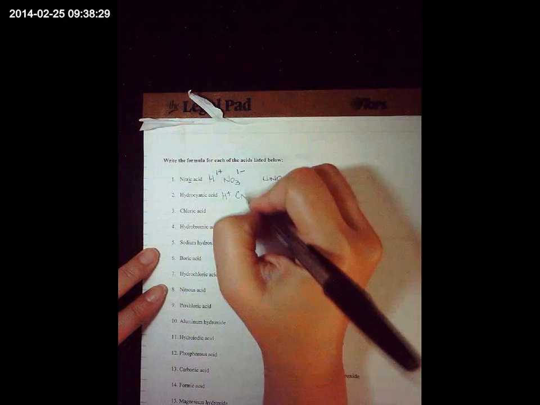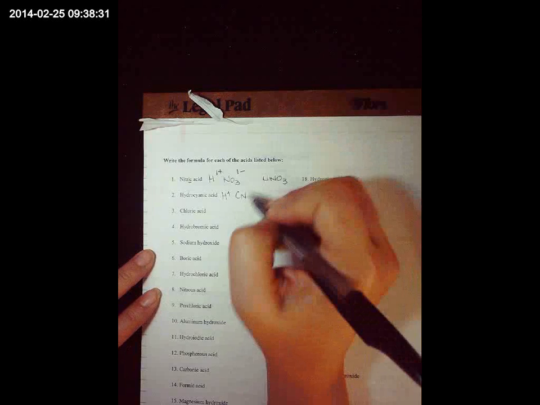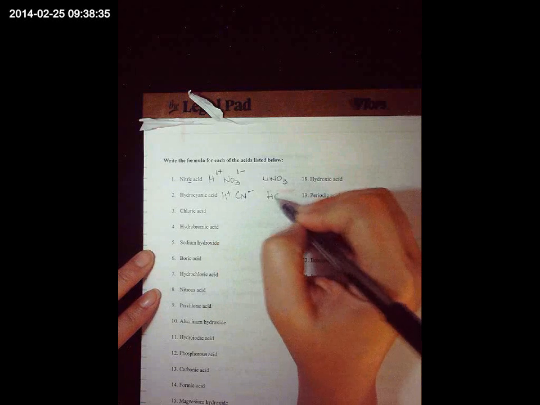All right, number 2, hydrocyanic acid. Okay, erase your mind from 2 seconds ago. Hydrocyanic means that I have hydrogen and cyanide. What is the formula for cyanide? CN, the charge on it is 1 minus, crisscross applesauce. What do you end up with? HCN.